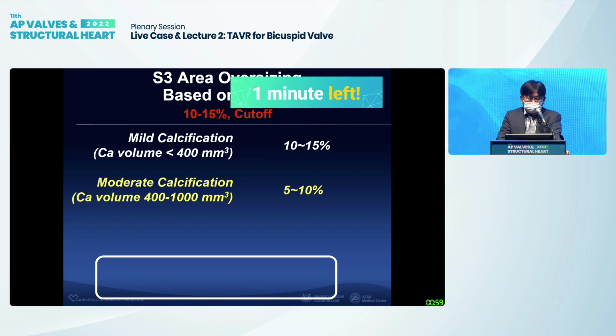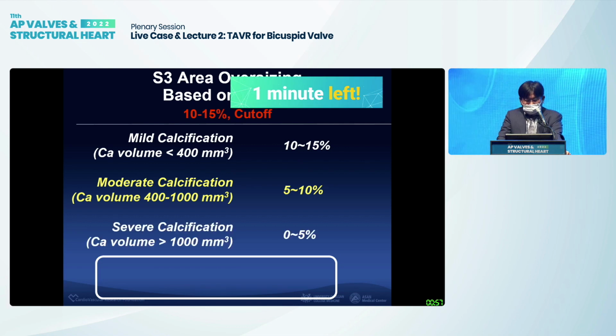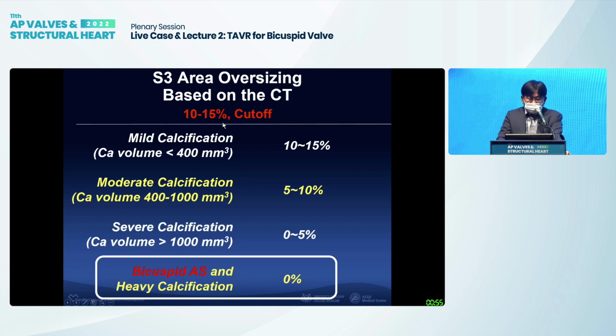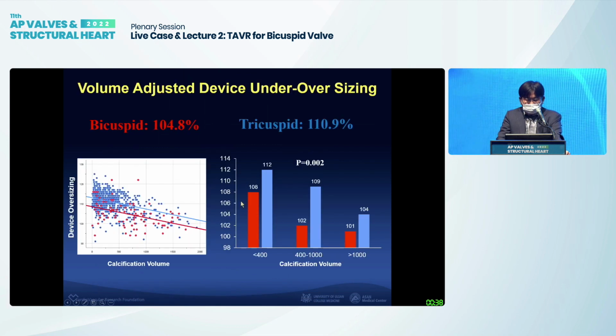So how to decide the SAPIEN 3 device sizing? According to the calcification, in severely calcified tricuspid aortic valve, we didn't do much oversizing. In bicuspid AS with heavy calcification, nominal sizing or at most less than 5% oversizing is our initial device sizing.